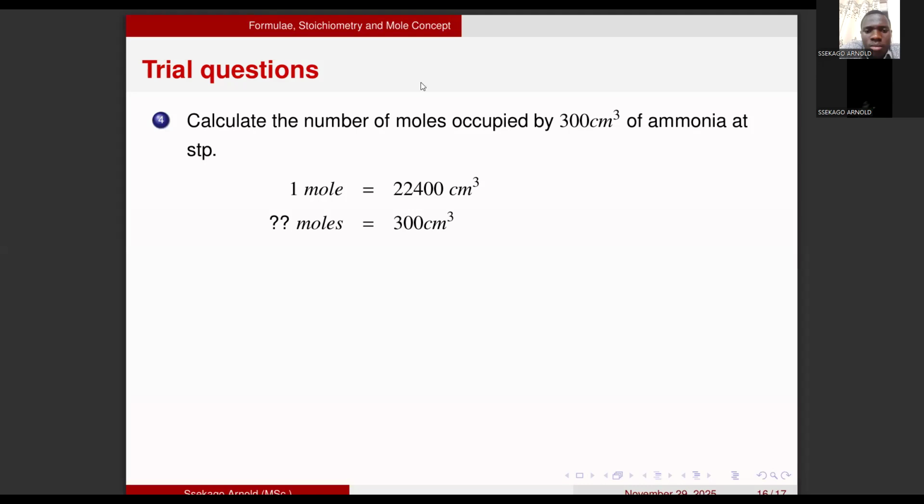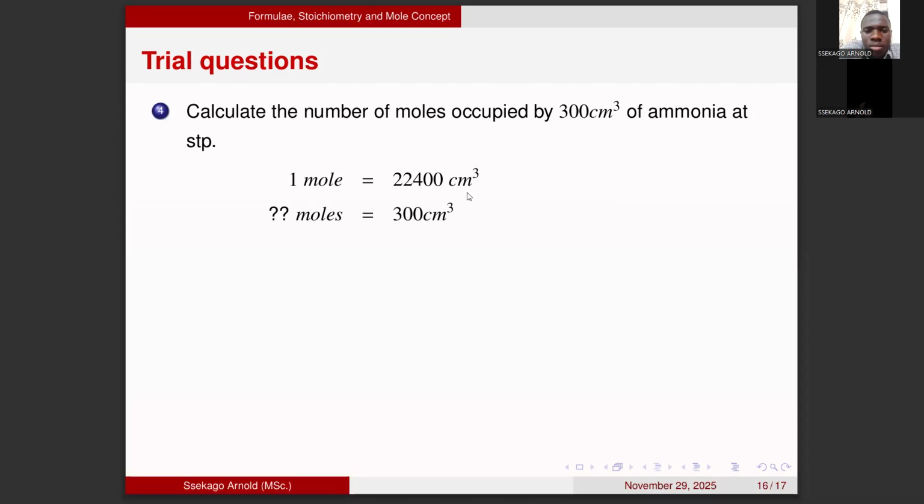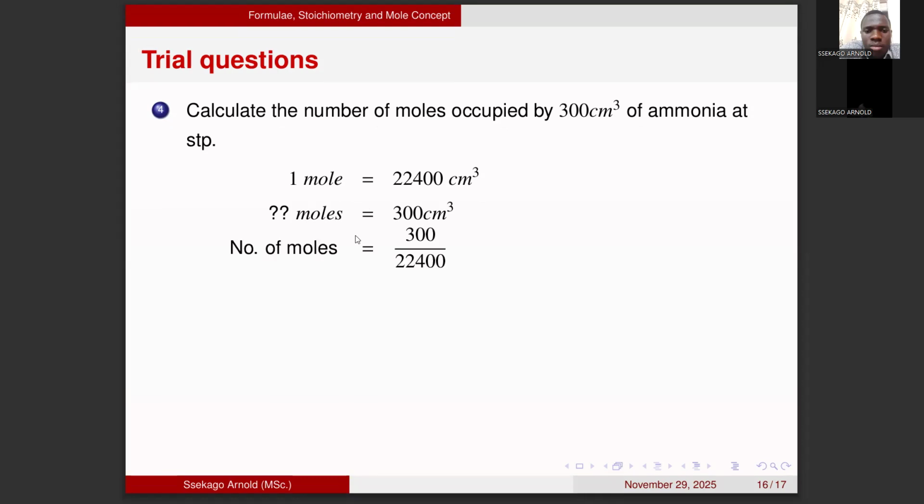Continuing, 1 mole is equal to 22,400 centimeters cubed. So we want to know how many moles are contained by 300 centimeters cubed. Cross multiplying, we shall have 300 times 1 equals 22,400 centimeters cubed times the unknown. Therefore, the required number of moles will be the given volume over the 22,400 centimeters cubed. Calculating this, we obtain 0.01339 moles of ammonia.